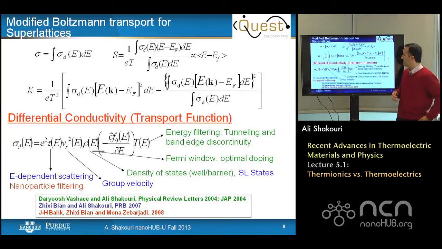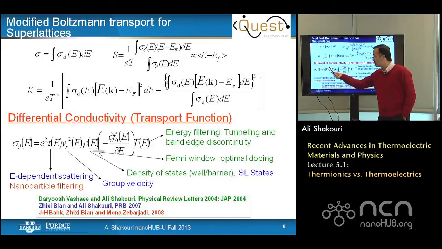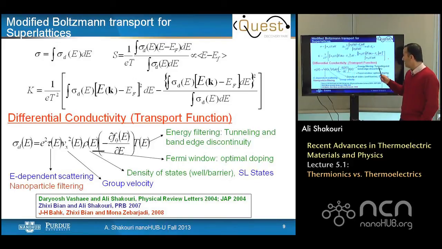With the advanced Landauer formalism, it is possible to do this more accurately. The other factor is, of course, the Fermi window, which gives you an optimum doping. As for density of states, a key point in this original paper is that both states in the well and in the barrier needed to be taken into account. And by considering both, we could explain experimental results in other samples.